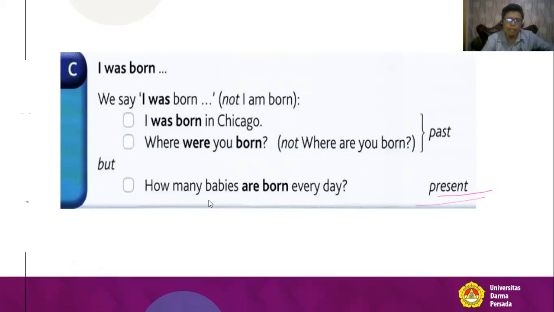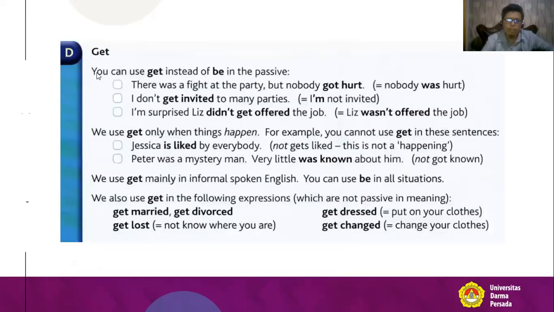Next, get. We use the passive after get. You can use get instead of be in the passive. So we don't say is, was, are, or were, but we say get. There was a fight at the party, but nobody got hurt. So we have got hurt. You don't say nobody was hurt. Actually, it has the same meaning when you say got hurt.